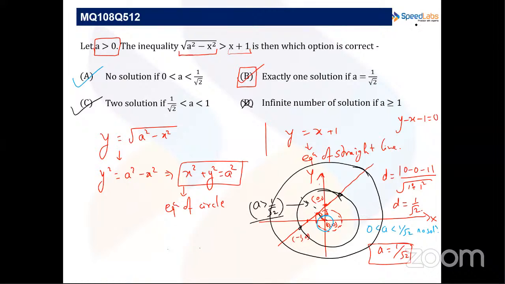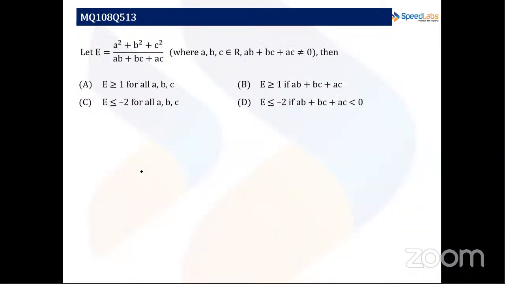Moving to the next question, we are given, let E equals a square plus b square plus c square upon ab plus bc plus ac, where a, b, c all belong to real numbers and ab plus bc plus ac is not equal to 0. Then we have to find the conditions on it.